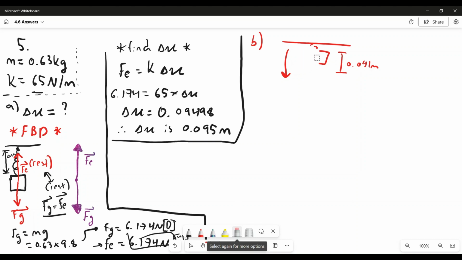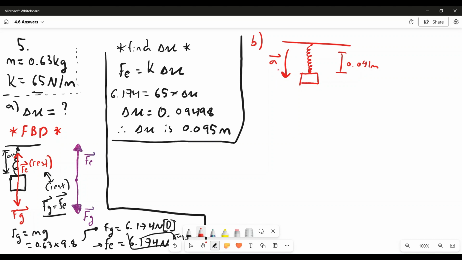And so if we were to update this drawing I just made, the spring would obviously be 0.041 meters, and we have the box after that. We need to find the acceleration. So how are we going to do that?